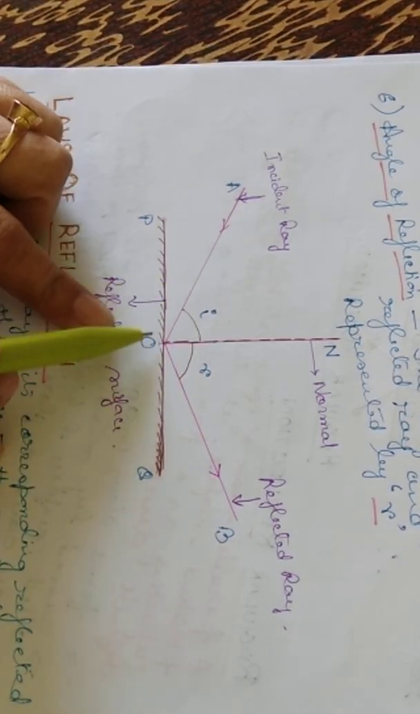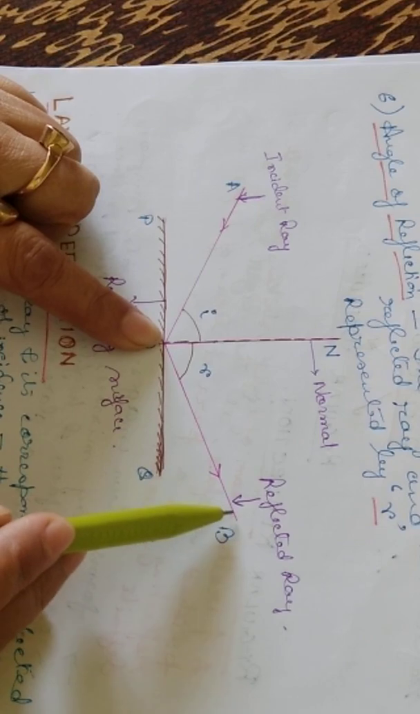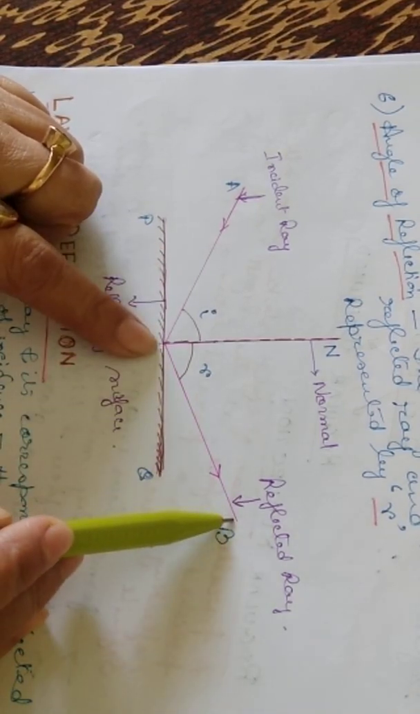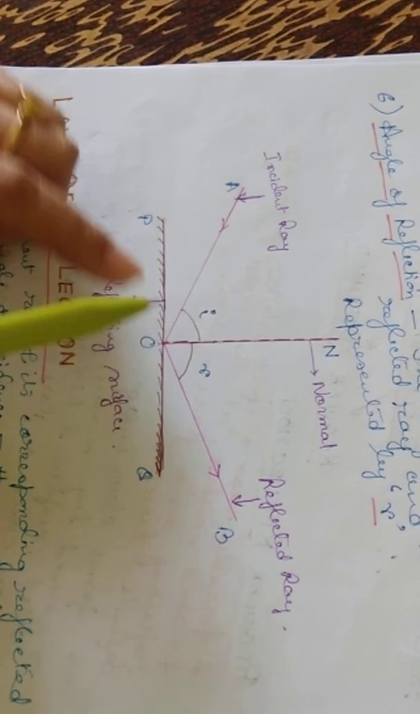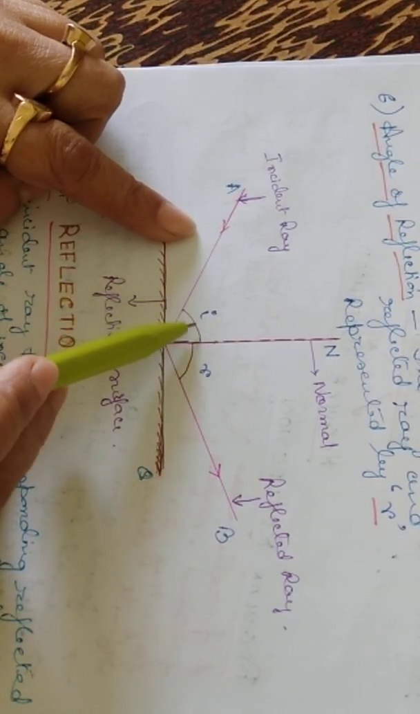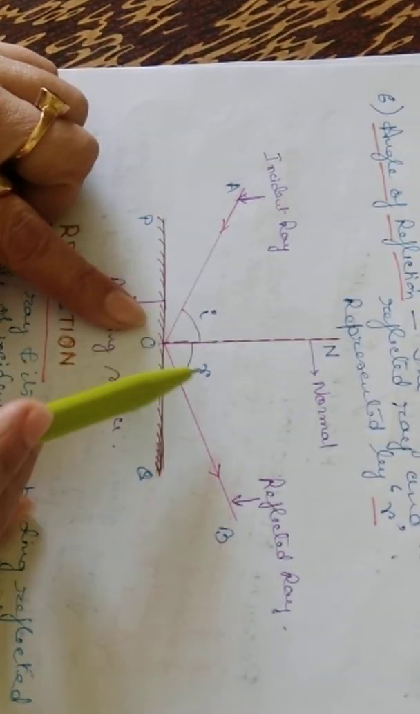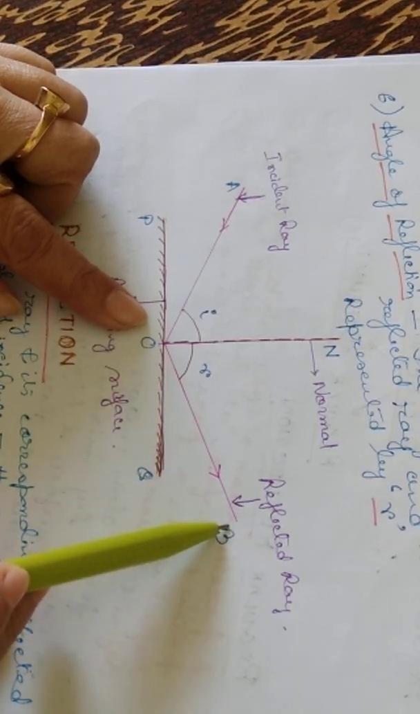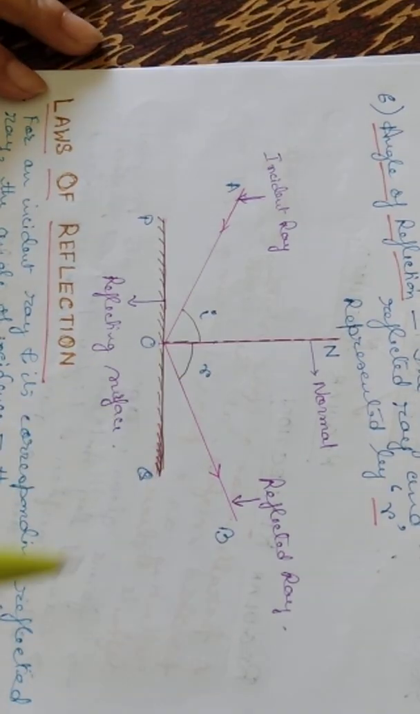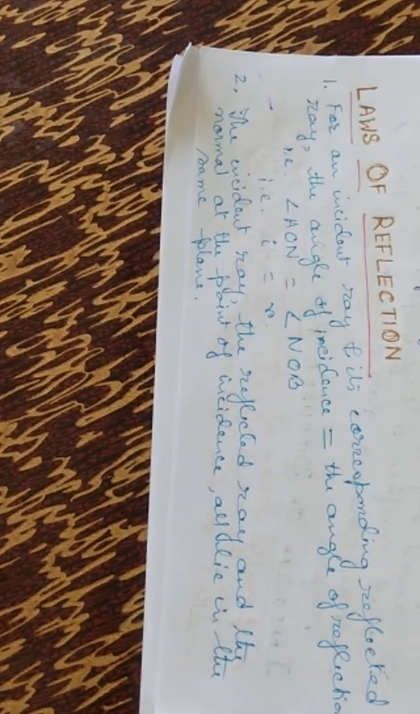And when this incident ray is reflecting back into the same medium after striking the surface, it is known as the reflected ray. The incident ray and the normal make an angle between them. This is known as the angle of incidence, or small i. And the angle between the normal and the reflected ray is known as the angle of reflection, or small r. Now, what are the laws of reflection?